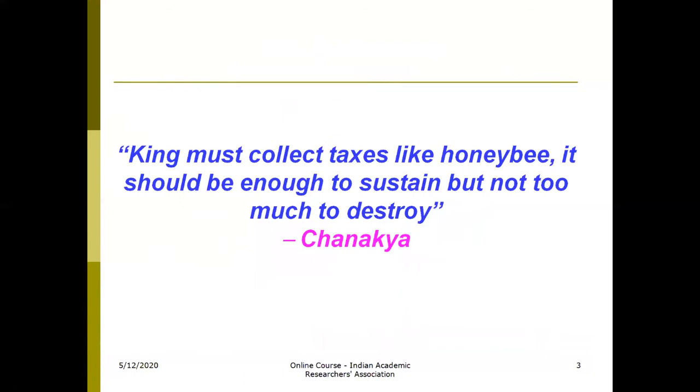Let's start with this famous quotation from very ancient days, from a finance minister known to all of us, Chanakya or Kautilya, who was a very famous revolutionary figure in the Indian financial system. According to him, the king must collect taxes like a honeybee. It should be enough to sustain, but not too much to destroy. That means the honeybee collects honey for its sustenance only, but too much honey is not collected, so that it does not disturb others.